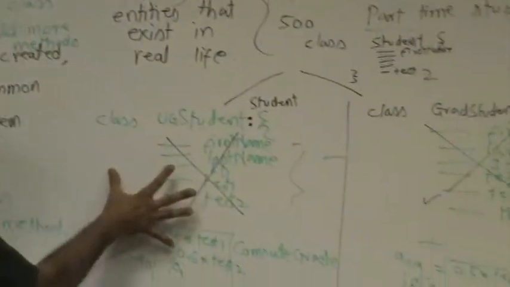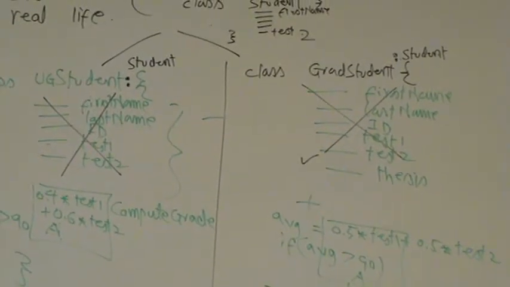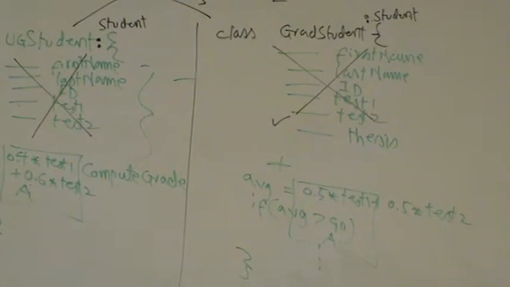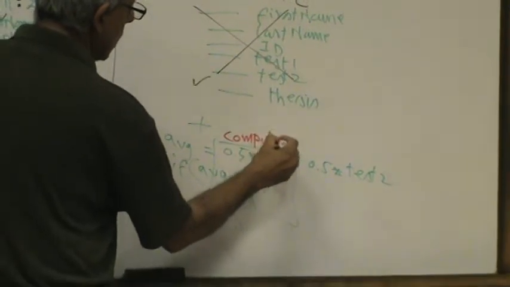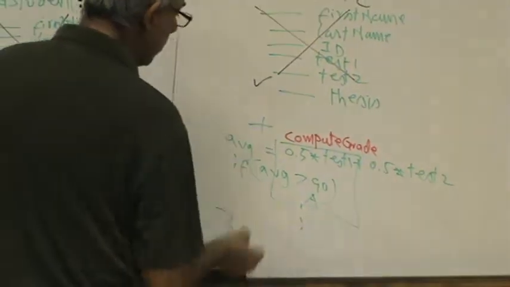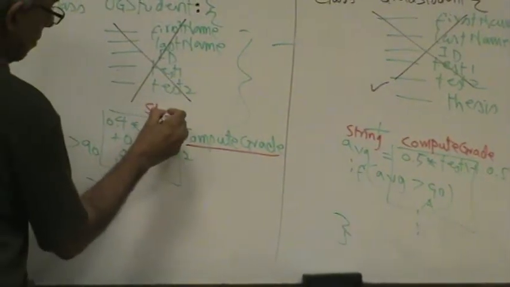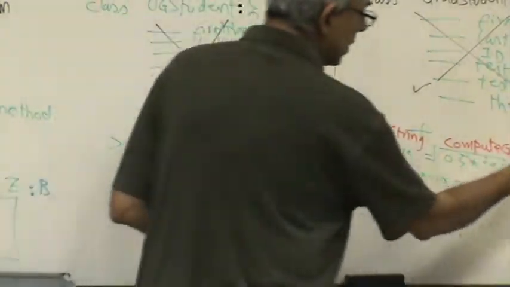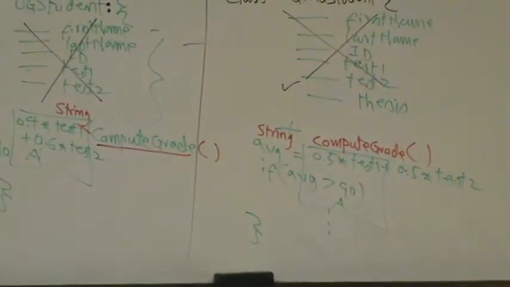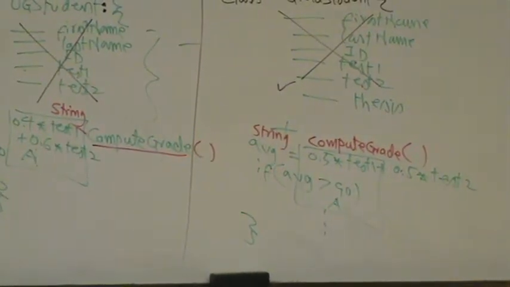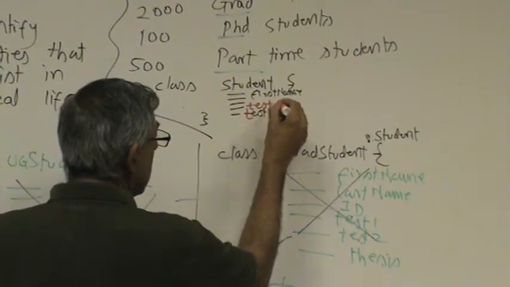So obviously this will reduce the code over here, reduce the code over here. Now there's a small complication, okay? And the complication is we have a compute grade method over here, and we have a compute grade method over here. Both of them return a string, meaning A minus, B plus, whatever, right? Both of them do not take any parameter because they operate on the data inside the class, correct?